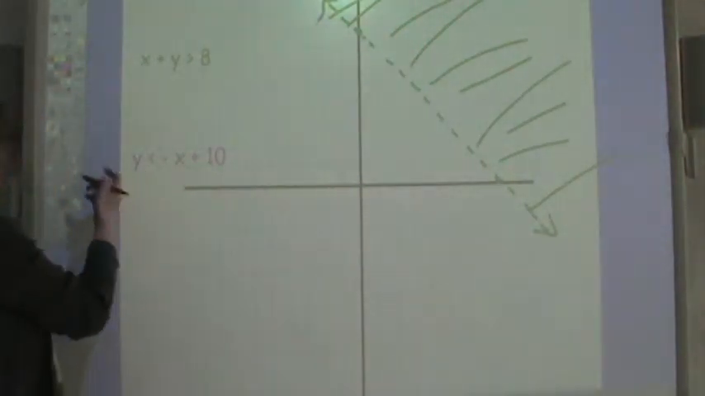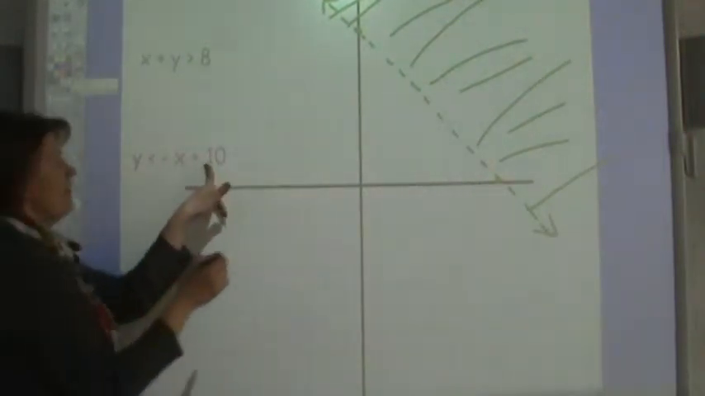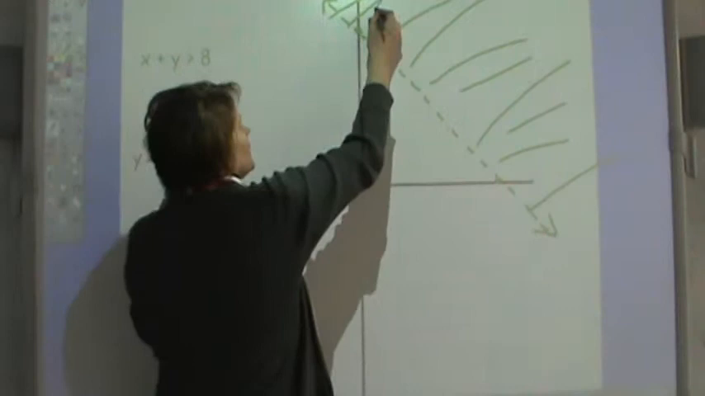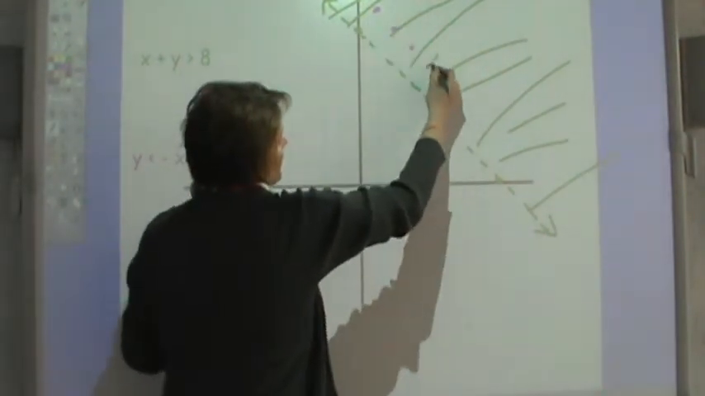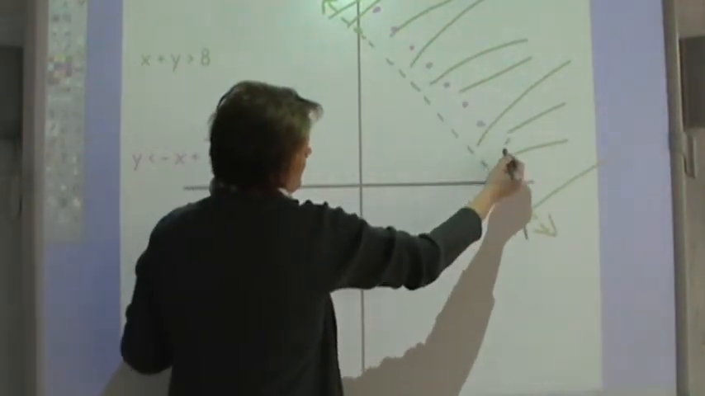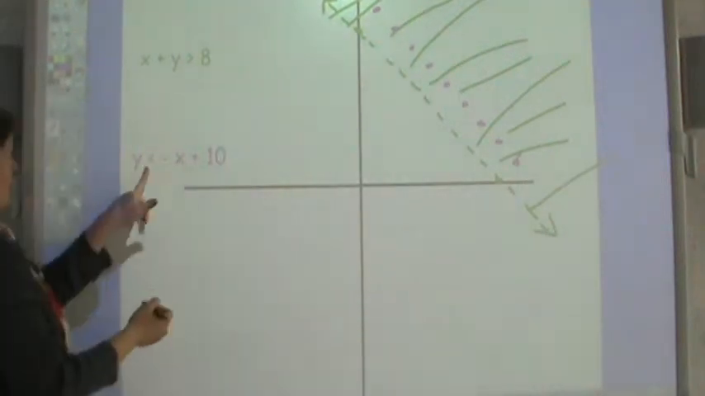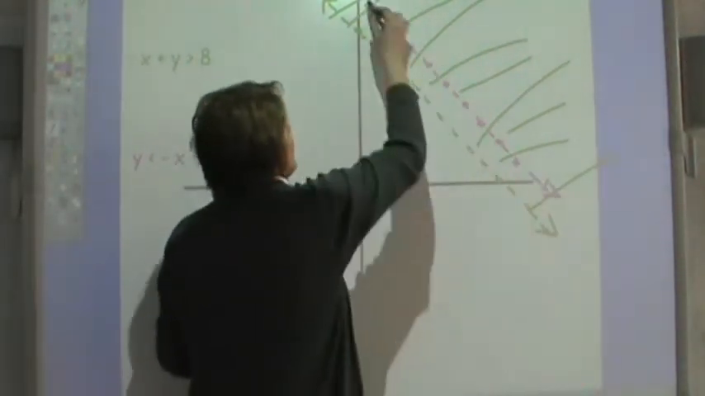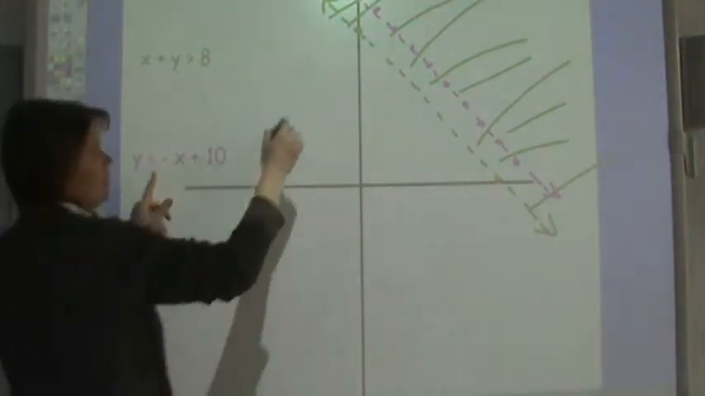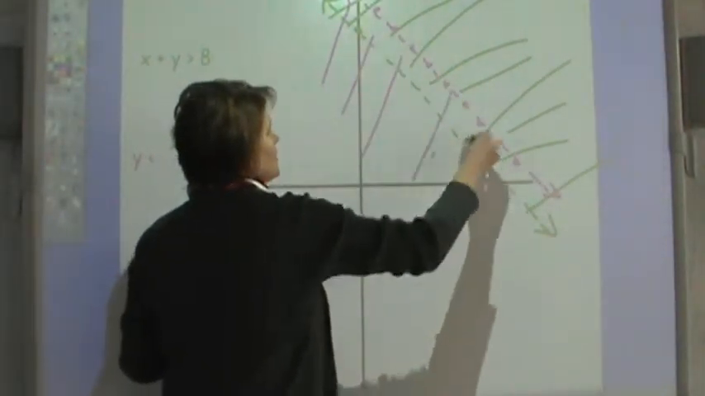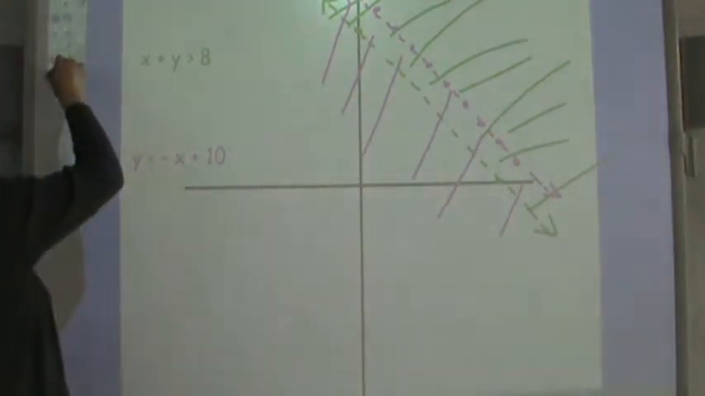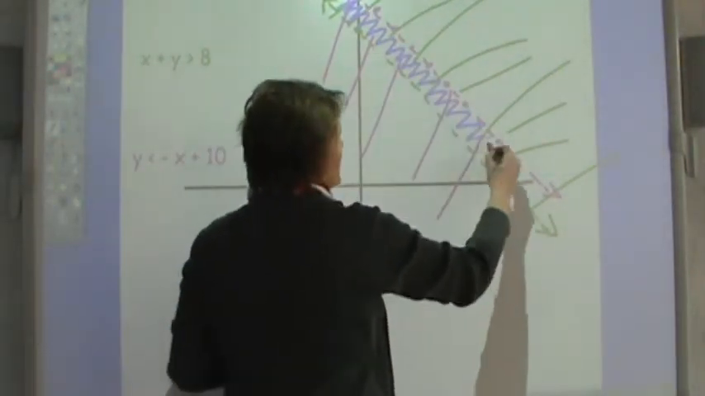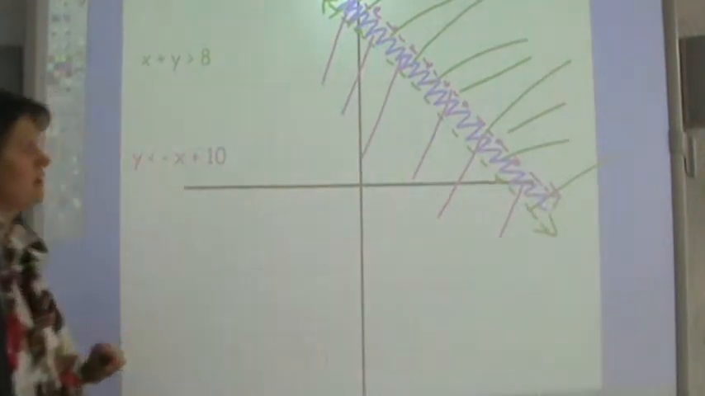Okay, this one is already in slope-intercept form, so let's just graph it. We start at 10. We go down 1/1. Okay, dashed. And shaded below. So our double shaded region, looks like we have 2 parallel lines. Our double shaded region would be right there in between those 2 lines.